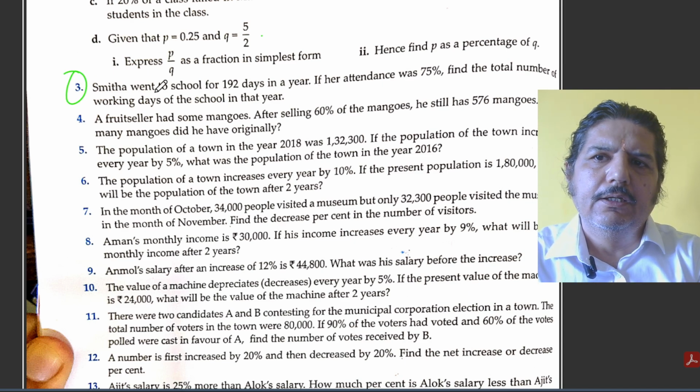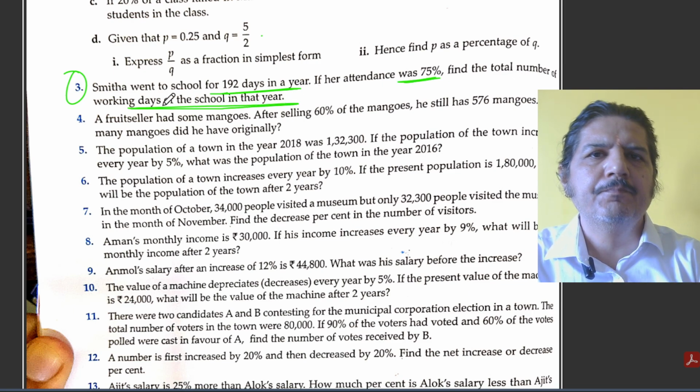Now let's start. So first, Smitha went to school for 192 days in a year. If her attendance was 75%, find the number of working days of the school in that year.